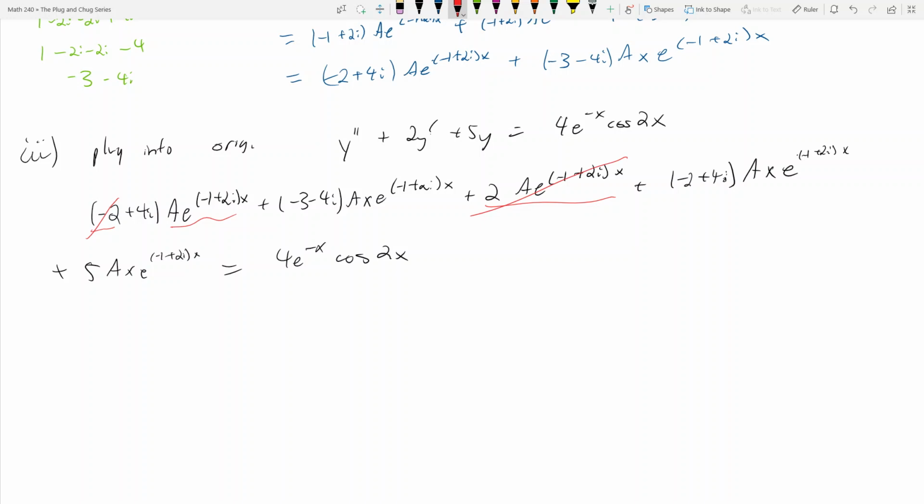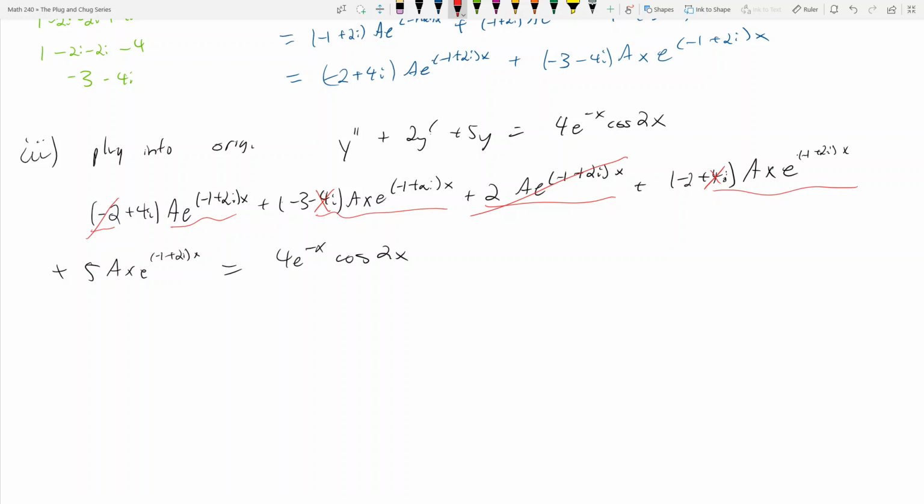All right, so those guys cancel out. Here I got a positive 4i ax e to the negative 1 plus 2ix. And here I got a negative 4i. Oh, yeah, here I got a positive 4i, and then here I got a negative 4i, right? Ax e to the negative 1 plus 2ix. So the negative 4i and the positive 4i, they kill each other. All right, what else?